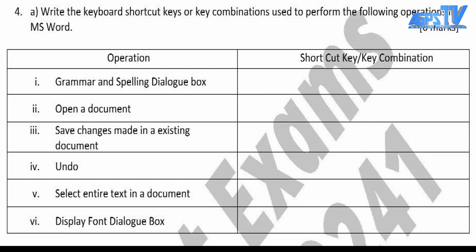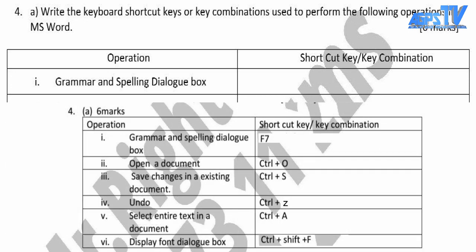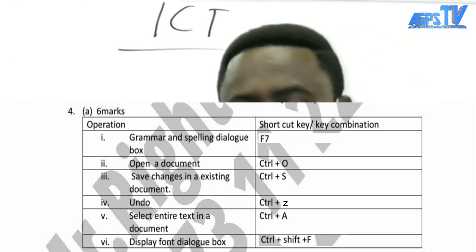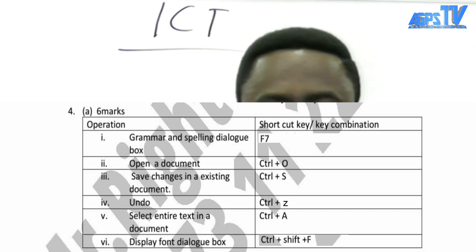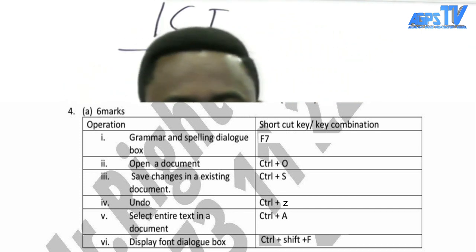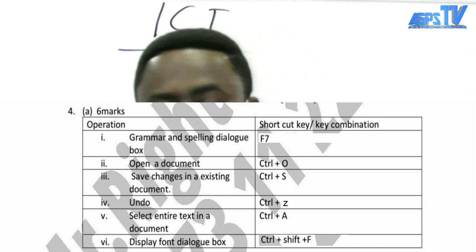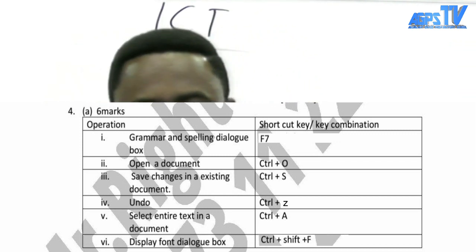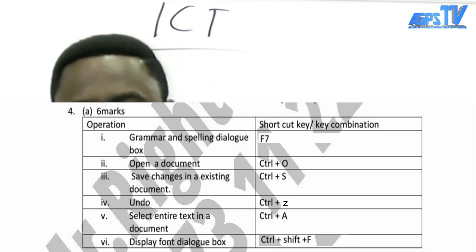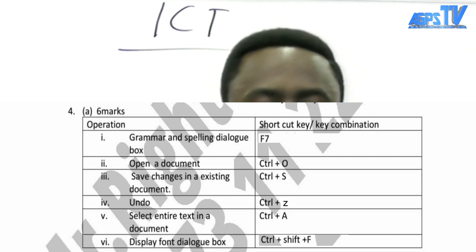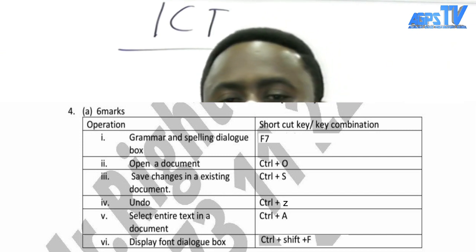Now let's quickly run through how we went. Okay, good. The shortcut for the grammar and spelling dialog box is F7. Open a document is Control plus O. Save changes in an existing document is Control plus S. Undo is Control plus Z. Select the entire document is Control plus A.